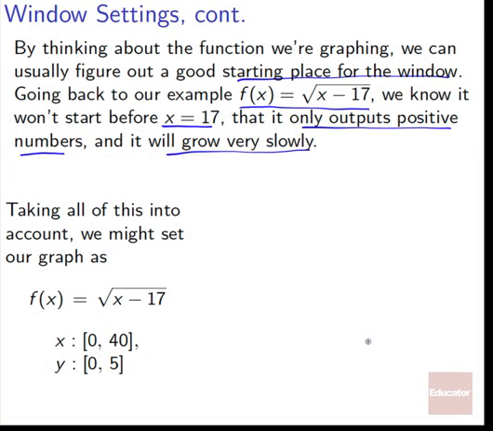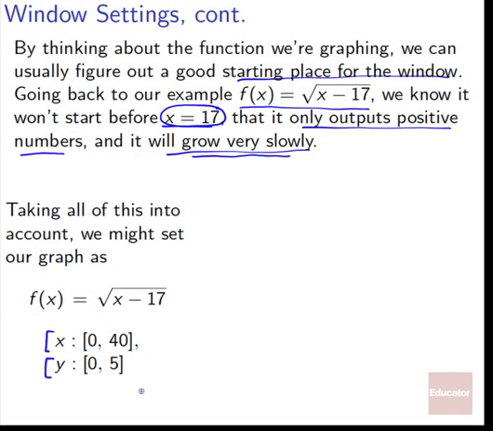Taking all of this into account, we might set our graph of f of x equals square root of x minus 17 with our x value going from 0 to 40, because we know that it's going to be a while before anything interesting happens. We have to go at least past 17 to see anything show up on the graph at all, and since it grows slowly, we'll probably want to go out to a fairly large x value.